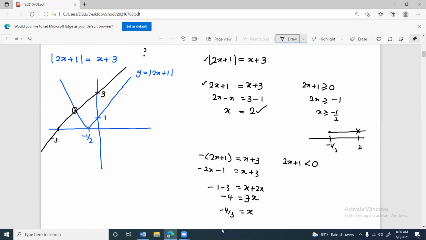Then I think the condition is x is less than minus 1 over 2. Minus 4 over 3 is somewhere here, so this answer is also correct. Now you can see, this is the fact. It's minus 4 over 3, and definitely there's an intersection. That is the answer for x equals 2 as well. So you can write the answers as x equals 2 and x equals minus 4 over 3. These are the solutions for this modulus equation. Hopefully that is fine with you.